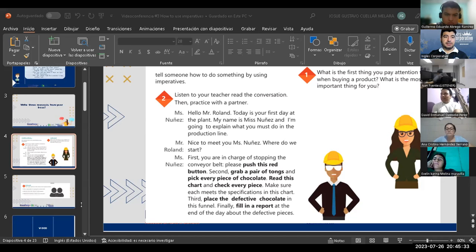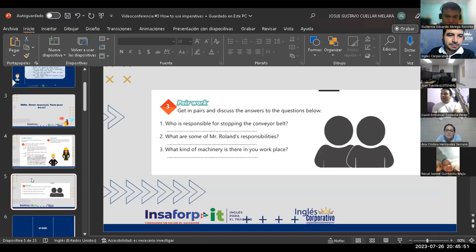Thank you, my friends. Basically, this person, Mr. Roland, is going to work on a conveyor belt, que es como una cinta transportadora, and he's going to pick and do some other things. Okay, here we have these three questions. One, who is responsible for stopping the conveyor belt? Two, what are some of Mr. Roland's responsibilities? Three, what kind of machinery is there in your workplace?